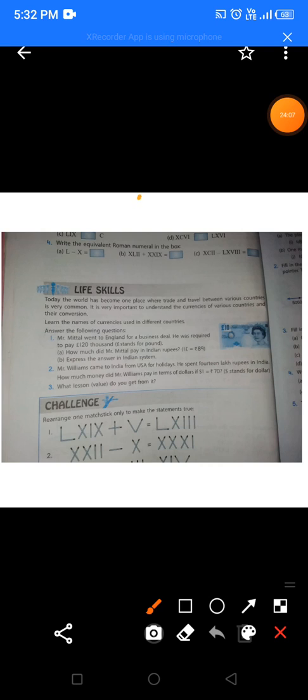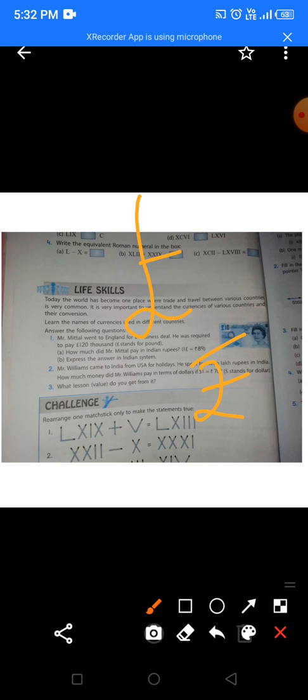Answer the following questions. Mr. Mittal went to England for a business deal. He was required to pay 120,000 pounds. That is the symbol. Look here children. This symbol stands for pound. So you will read 120,000 pound. The same way we use our rupee symbol, this is a pound symbol.